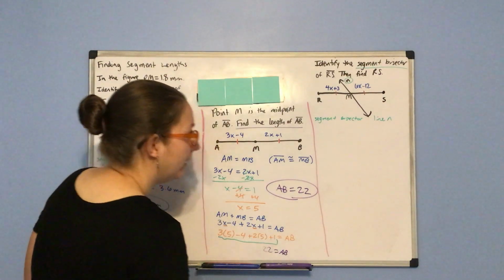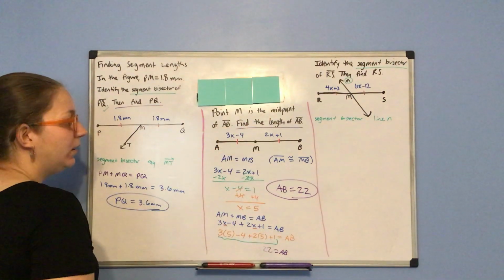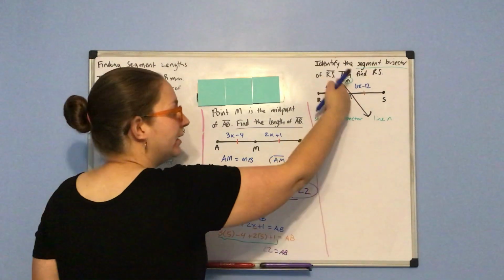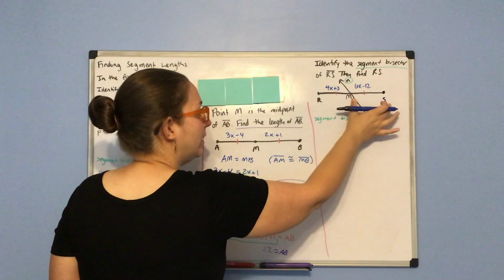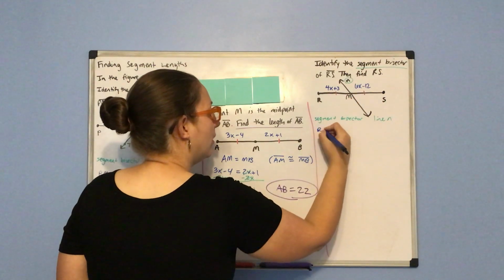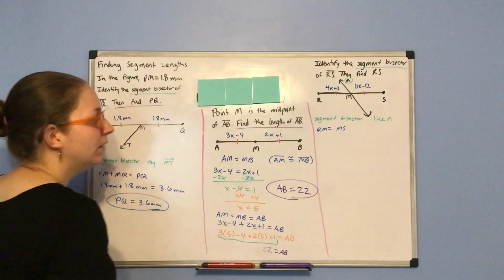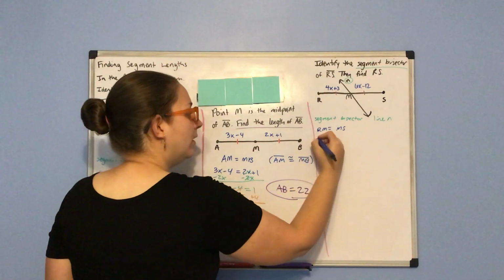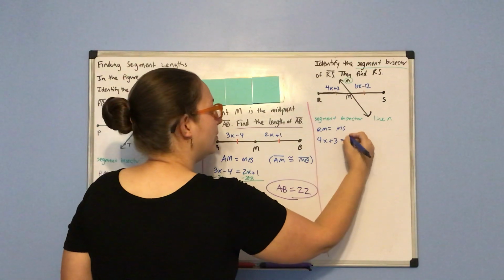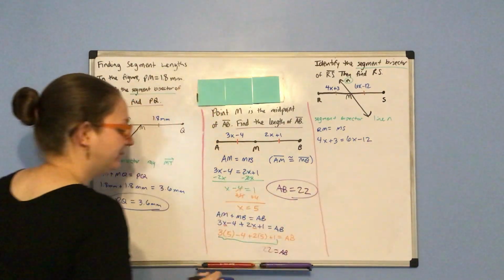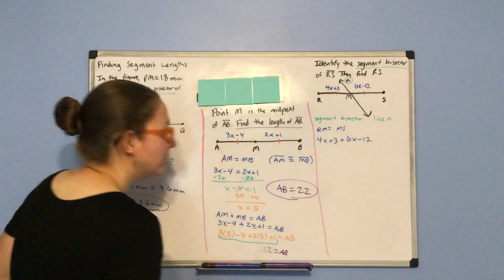Now they want us to find RS. From here, it's a lot like we did back here. We know that since line N is bisecting this, the length from R to M is going to be equal to the length of M to S. So RM is going to equal MS. Let's fill in what we know from the picture. RM, this part, is 4x plus 3. MS, the other part, is 6x minus 12. So then, just like we did back here, let's solve the equation.